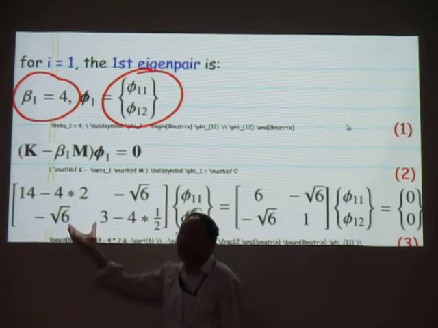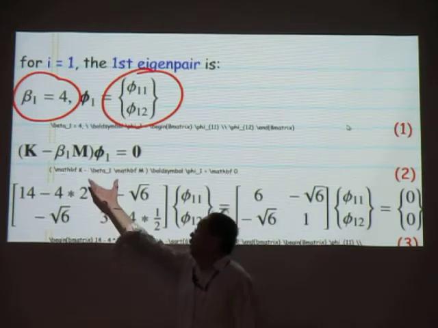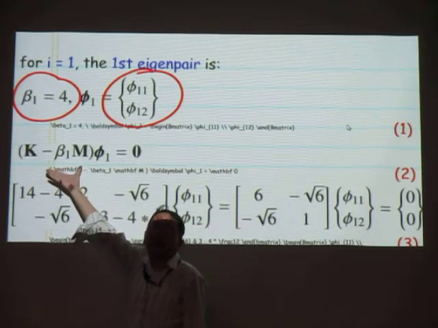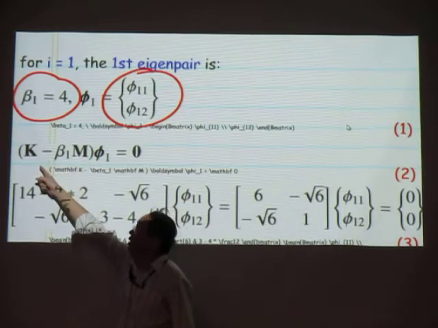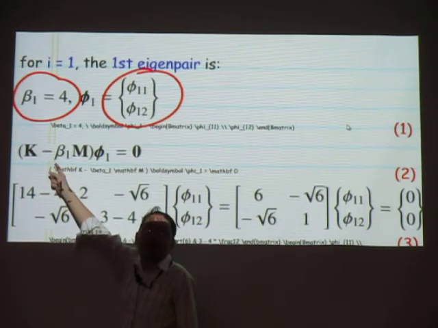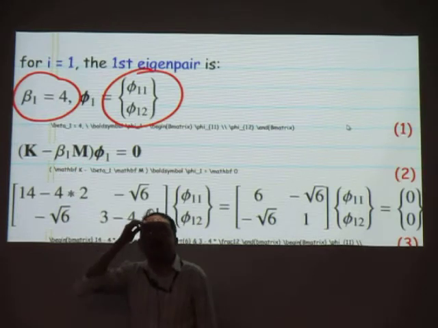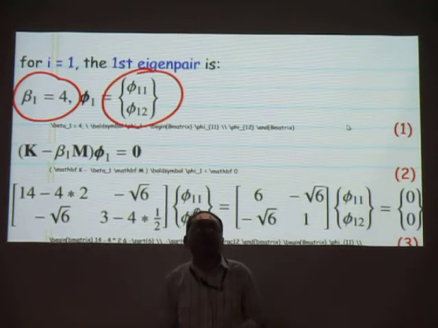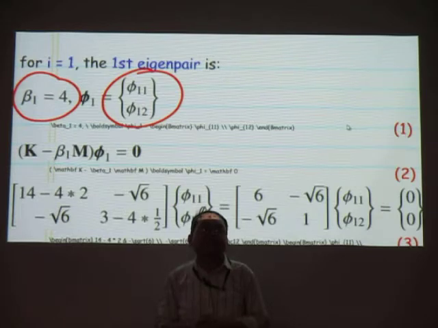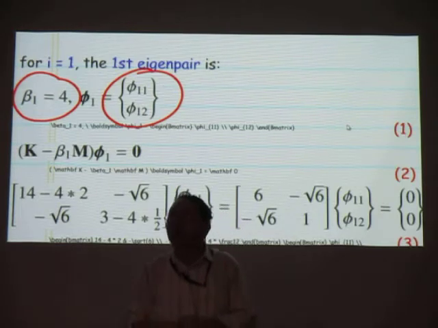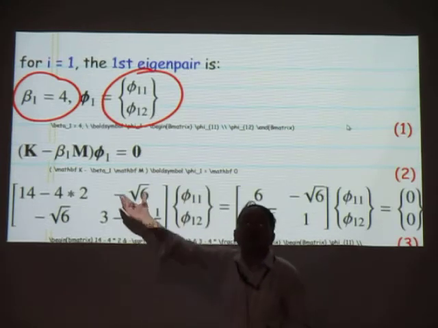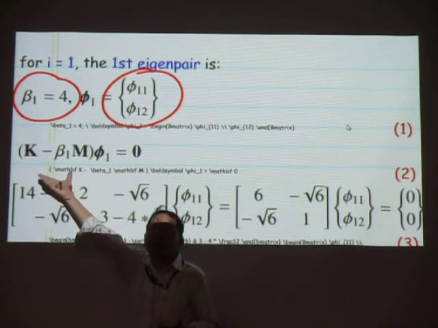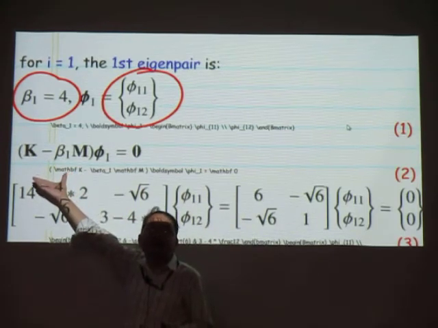Can someone remind the class what was the important property of this matrix here? Stiffness matrix minus beta 1 times mass matrix. What was the important property for that matrix? The determinant was 0. Determinant equal to 0. That means that it's singular, right? Can you invert this matrix? Can you find its inverse?